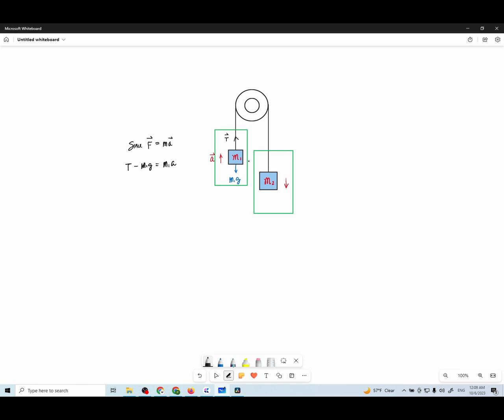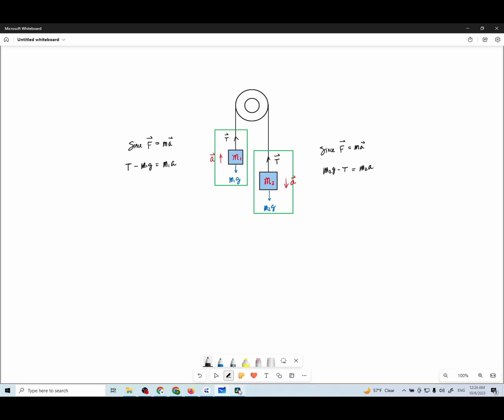Since m1 is moving up, we can assume that T is greater than the gravitational force m1g. So we have T minus m1g equals m1a. On the right, since m2 is moving down, we can assume that the gravitational force m2g is greater than T, so that we have m2g minus T equals m2a. Now, since the cord is tight, the tension in the cord is everywhere the same, so the two T's in the two equations are the same.